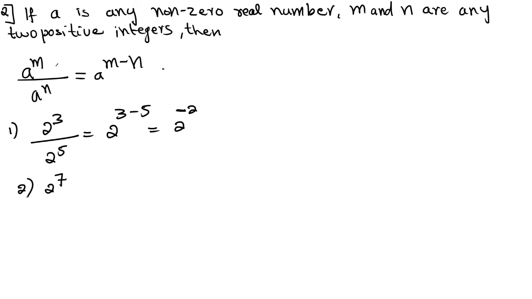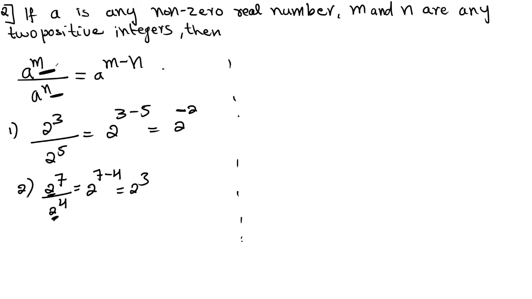Then see, take the second example. 2 to the power 7 by 2 to the power 4. See, the base is the same, right? Here base 2, here base 2. So you can write it as 2 to the power m minus n. m means the power of the numerator, n means the power of the denominator. Here you can see, right? Here you can write 2 to the power 7 minus 4. It's equal to 2 to the power 3.